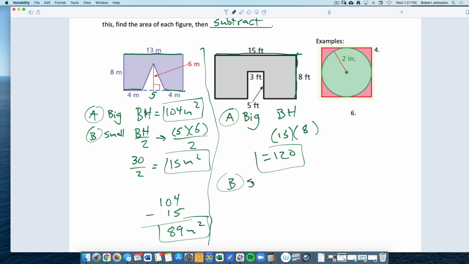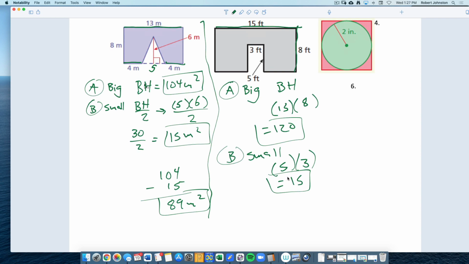Let's find the area of the small one. Let's see. Charles, area of the small one. Yeah, they didn't even do anything fancy here. They gave you the base and the height. 5 times 3 is 15. That was an easy one. So how do you find the area of just the shaded region? What is that? Units, please.